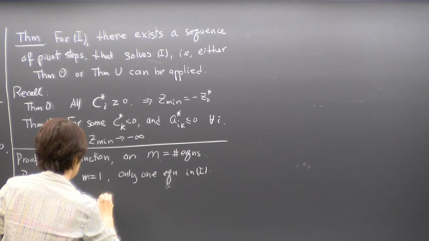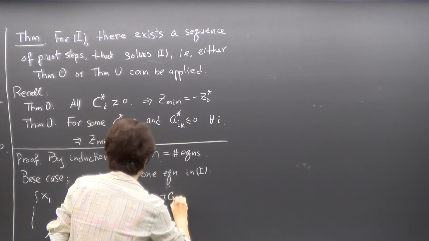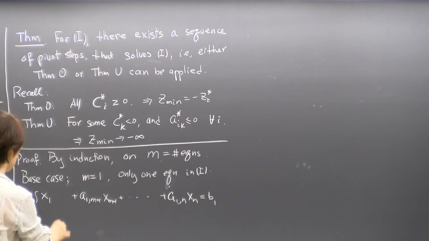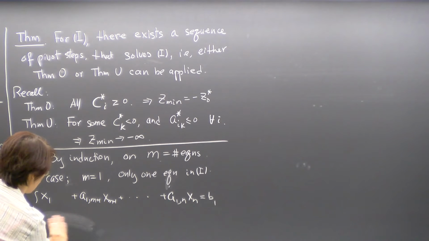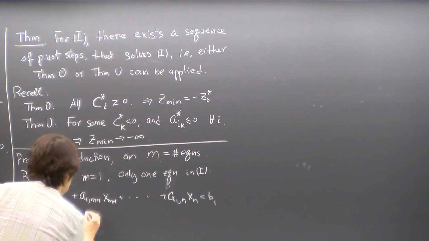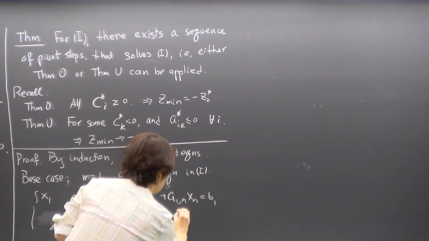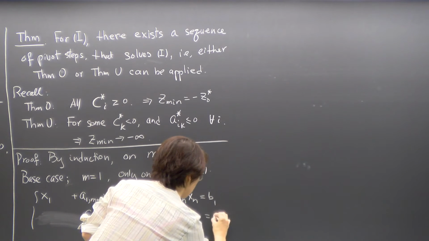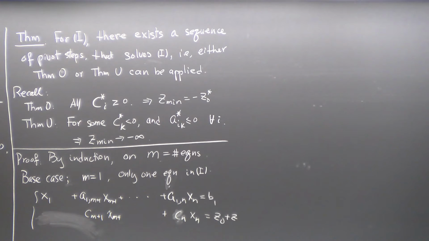a_{1,m+1} x_{m+1} + ... + a_{1n} x_n = b_1. Okay? And they're all positive. No, I don't need to write that. Let's just write the objective function c. Okay, so it's understood all the variables are non-negative. So let's say that's the one I need to deal with.